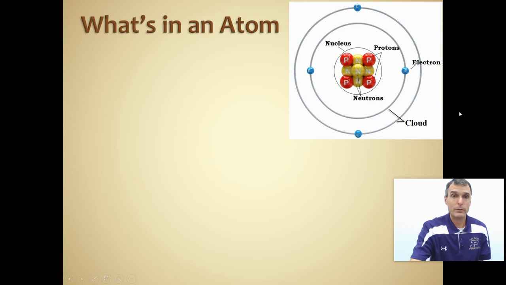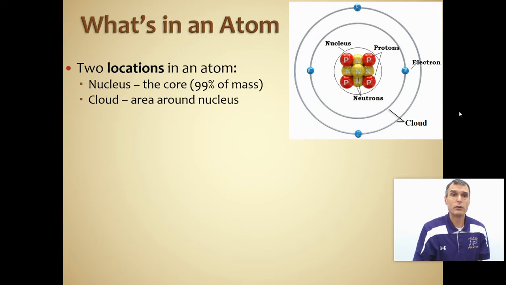So where do we move on from here? We want to talk about the parts and the particles within an atom. There are two parts, there are three particles, and they all have different properties. So let's start with the parts of an atom. The first part is the two locations. There is the nucleus. The nucleus contains 99% of the mass of the entire atom. And you got protons and neutrons in there, you can see in the diagram. And then the area around it is called the cloud.